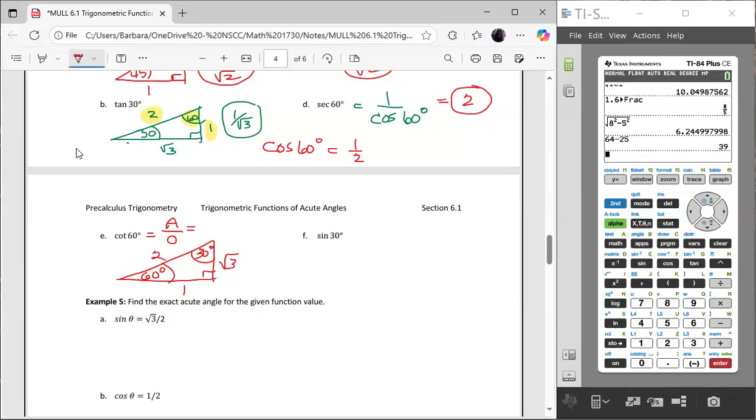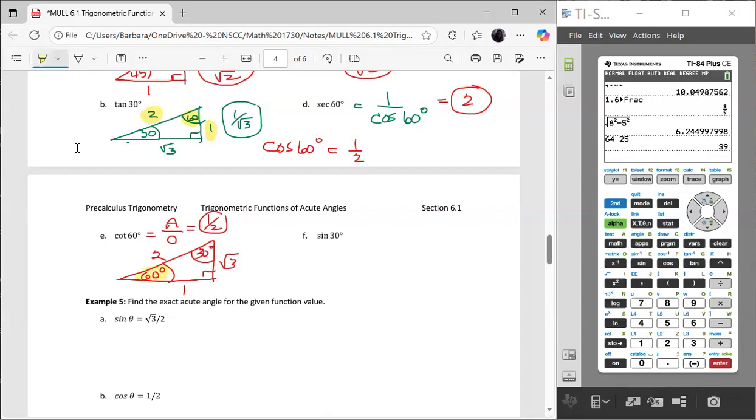So the cotangent is 1 over 2. Because again, the angle in question is 60 degrees. And the side adjacent is, sorry, it's not 1 over 2, is it? Erase that.